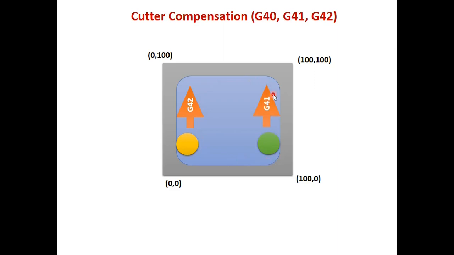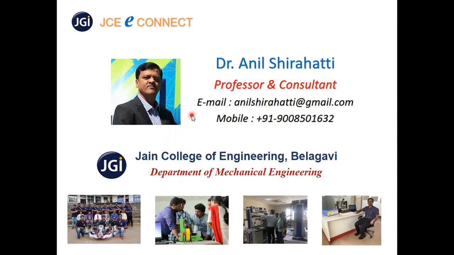The simple thing you have to remember is to see from the back side of the tool. If the tool is on the left and cutting is happening on the right, use G41. If the workpiece is on the left side and the tool is on the right side, you have to use G42. I hope you have understood one of the important parameters, the cutter compensation in milling operation. So let's end this session.